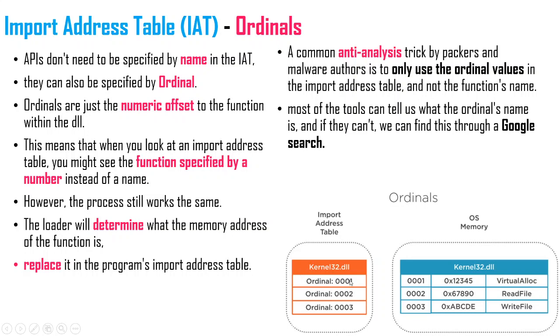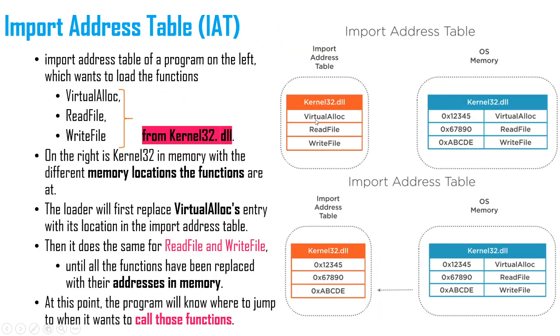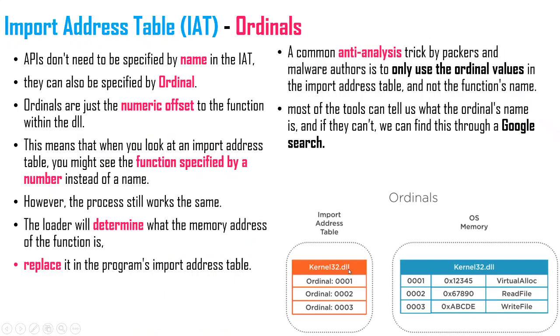In the previous slide, under kernel32.dll the import address table had functions like VirtualAlloc, ReadFile, and WriteFile. Instead of that, they are represented with ordinal numbers: ordinal 0001, ordinal 0002, ordinal 0003. So when you look at the import address table, you might see the functions specified by the number instead of the name.